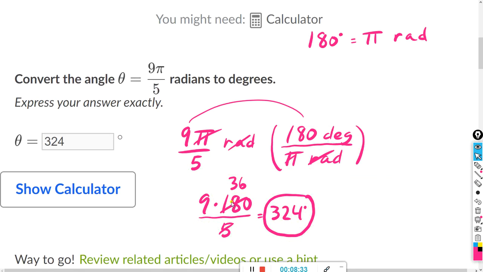All right, so on this one, you didn't have to cancel. The calculator could have done all the work, but it's good practice anyway. And again, if you wanted to use the shortcut, you can just plug in 180 in place of pi. You'll get 9 times 180 divided by 5, and that's exactly what we had.